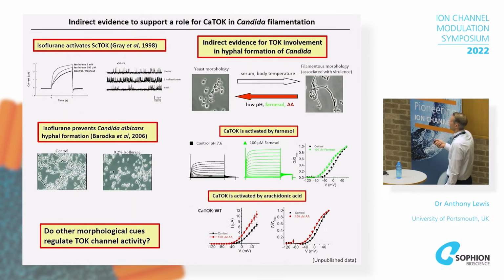As I said on the last slide, there are a number of other types of cues which dictate morphological transitions, so low pH, farnesol, and arachidonic acid. When you express Candida TOK in oocytes and you add farnesol, it causes an increase in current, the same with arachidonic acid as well. So it suggests that activating these channels may, at least coincidentally, be involved in regulating morphological transitions.